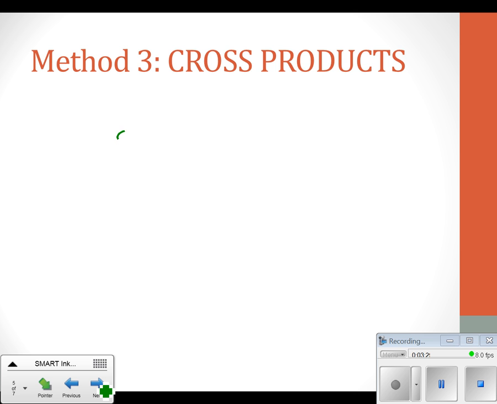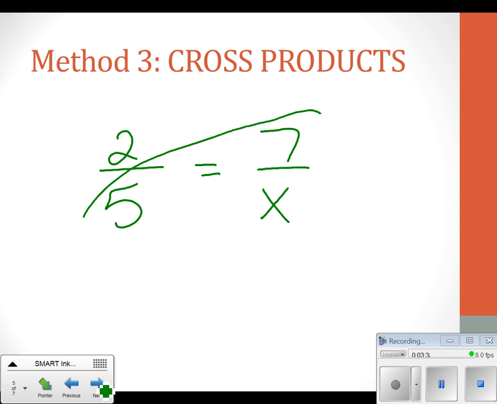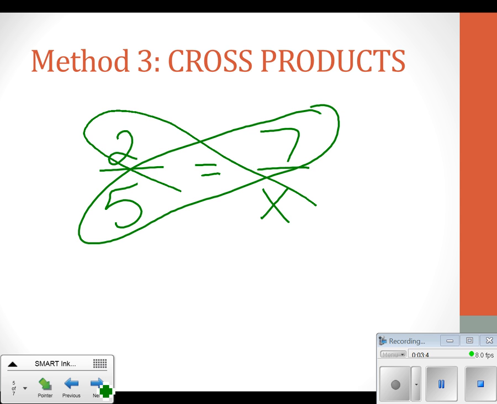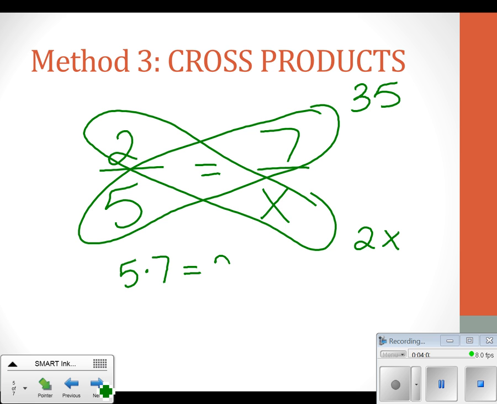Cross products: if we're looking at 2 baseballs is $5, 7 baseballs is X dollars, cross products means we're looking at the cross products. So cross, like this, there you see kind of your X, that's where you get the cross products. Well, we know 5 times 7 is 35, and 2 times X, we would write 2X. Well, in a proportion, the cross products have to be equivalent. They have to be the same. So we know that 5 times 7 has to be the same as 2 times X. So 35 is the same as 2X.